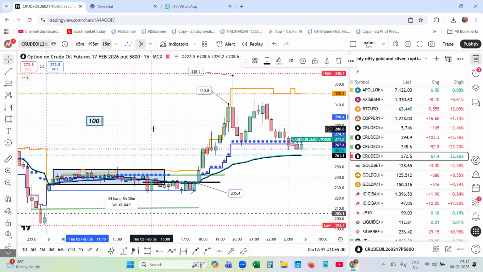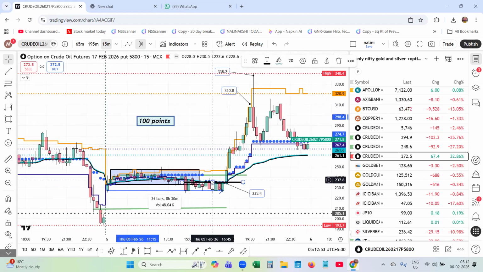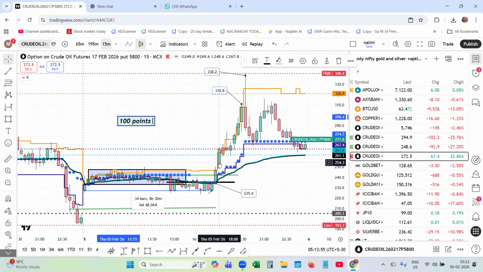100 points you could have gained, that too only by 7:30. This trade is so fast, like this. How many candles? Just check. 1, 2, 3, 4, 5, 6, 7, 8, 9 candles. Almost 8 candles. This is where you need to be.